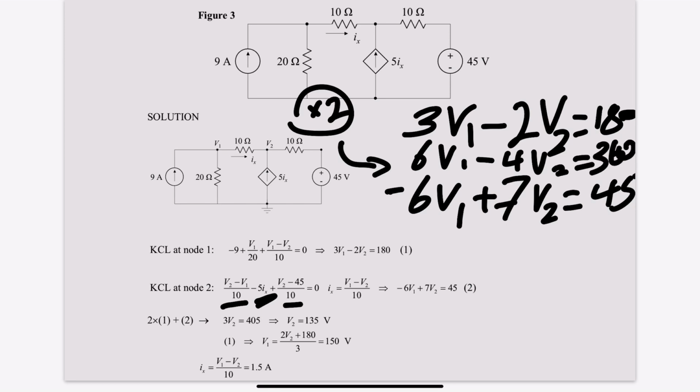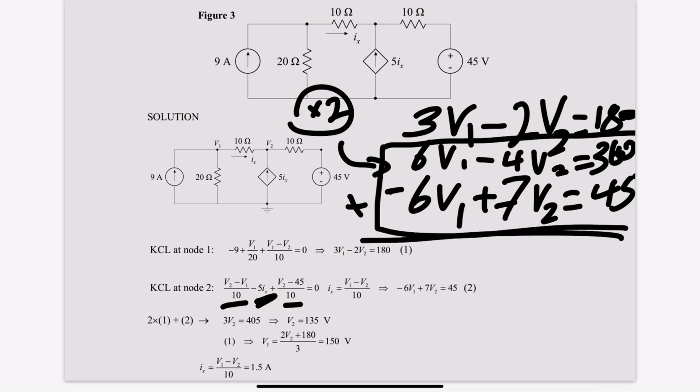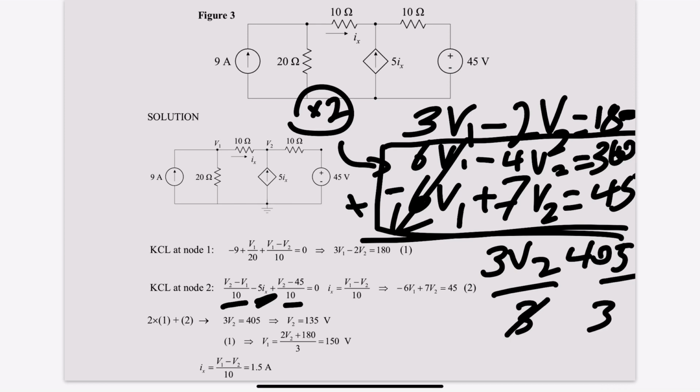Once we get that equation, we're going to focus on these two equations and add them up. The V1 terms get cancelled. Minus 4V2 plus 7V2 is going to be 3V2, and adding 360 plus 45 is going to be 405. So dividing both sides by 3, 405 divided by 3 is going to be 135, which is equal to V2. So V2 equals 135 volts.